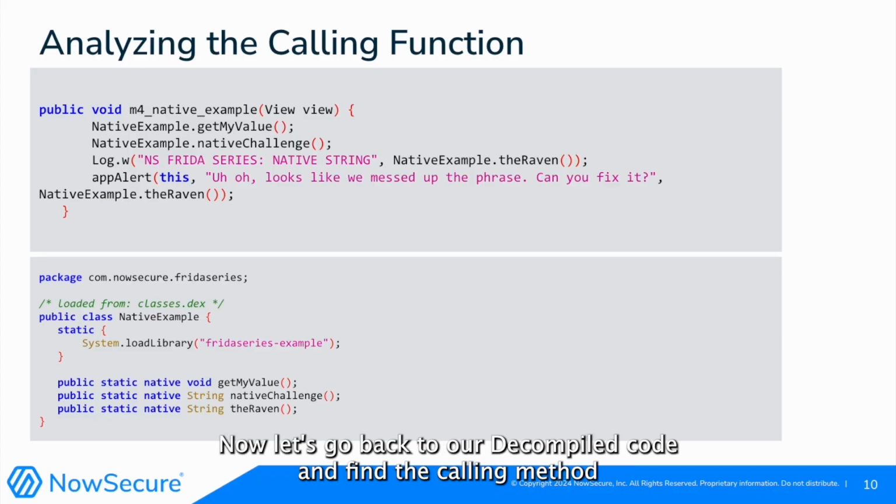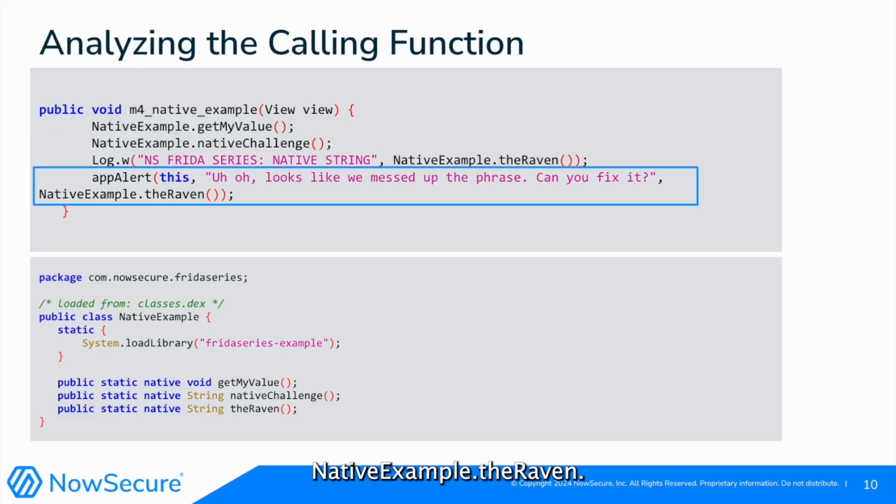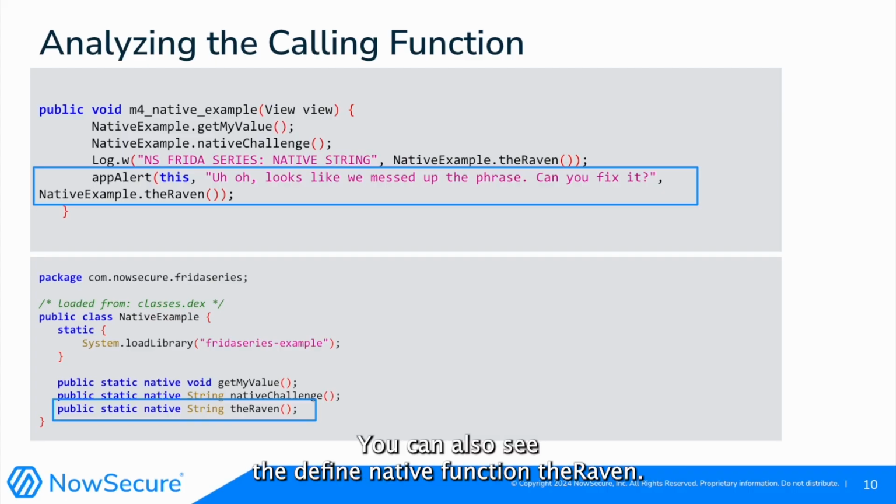Now let's go back to our decompiled code and find the calling method for our button. That method is m4_native_example. It calls a few functions from the native example class, but the last is a call to native example.theRaven. Within the same class, we find our first definitive indicator that the class is loading a shared library, the System.loadLibrary call. As we saw in our lib folder, it points to the Frida series-example library. Within the class, you can also see the defined native function, theRaven.